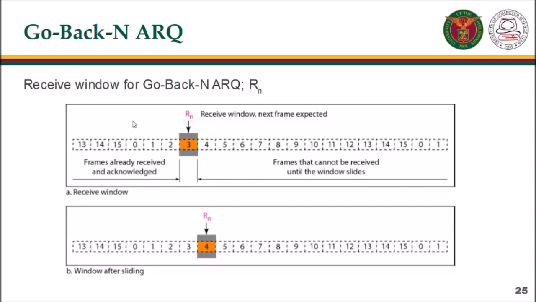Here is a receive window for go back N. As you can see, it has only one slot. The left side are the frames already received and acknowledged, while the right side are the frames that cannot be received until the window slides.